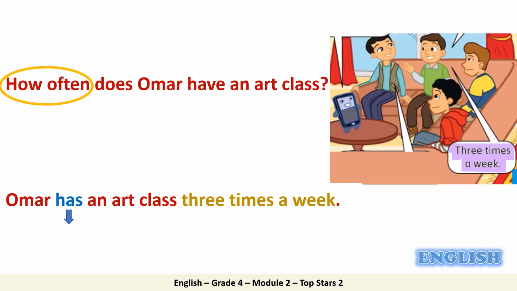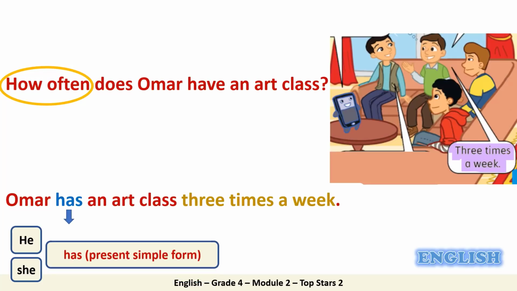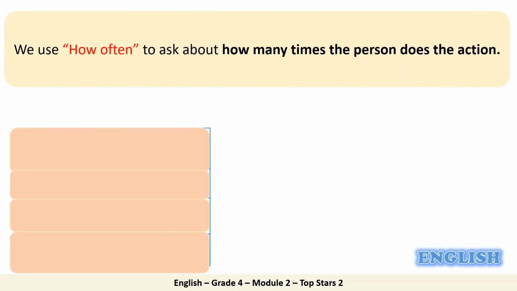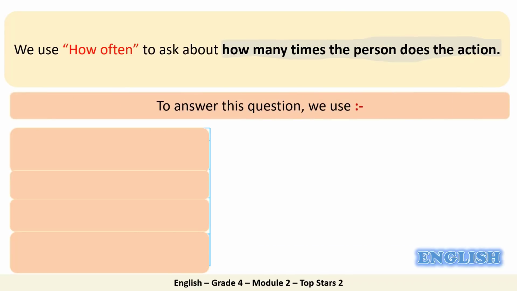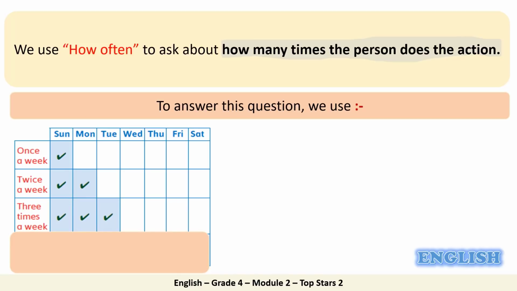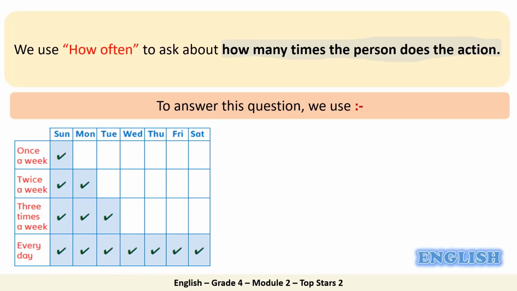Now pay attention at the verb has. The verb here comes in a present simple form, because we are talking about something happens on regular basis. So, whenever we have he or she, we use the verb has. Pay attention. We use how often to ask about how many times the person does the action. To answer this question, we use once a week. It means one day, or we can say twice a week. It means 2 days. 3 times a week when it is 3 days, or we can say every day.